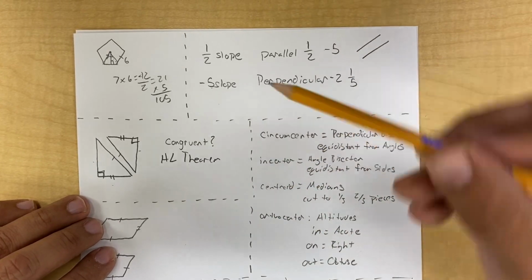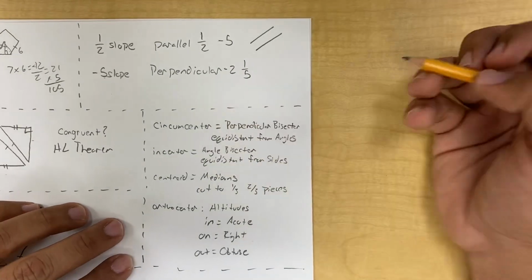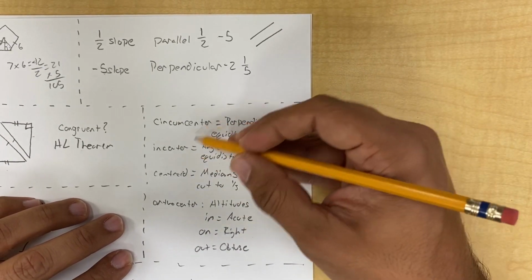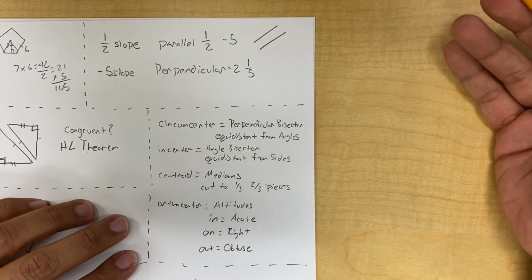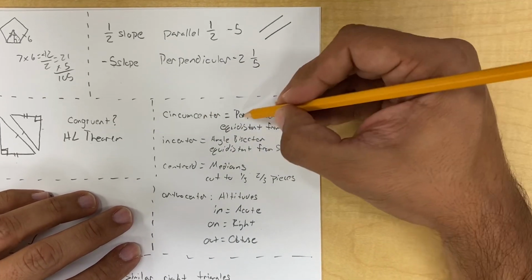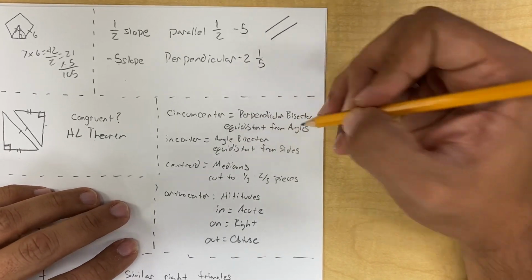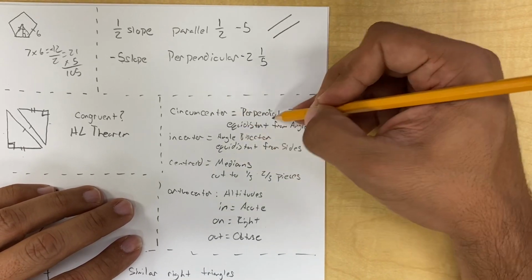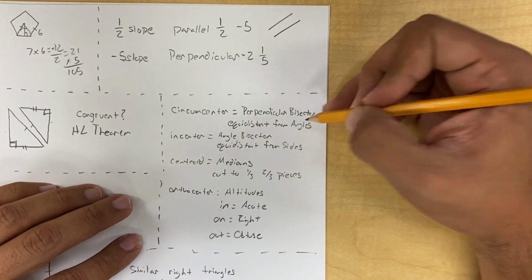Now we're going to talk about circumcenter, incenter, centroid, and orthocenter. Very similar wordings, so a lot of people get them confused. Let's see if we can fix that. So, circumcenter, you use perpendicular bisectors, which means you're cutting the sides in half at a 90-degree angle, to find the points that are equidistant from the angles.